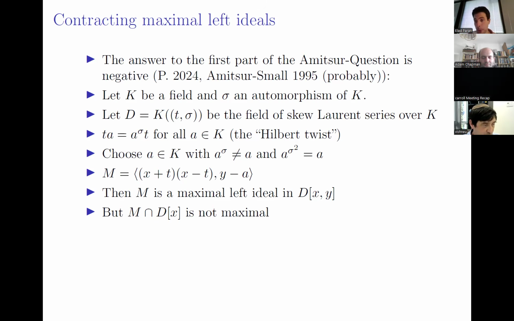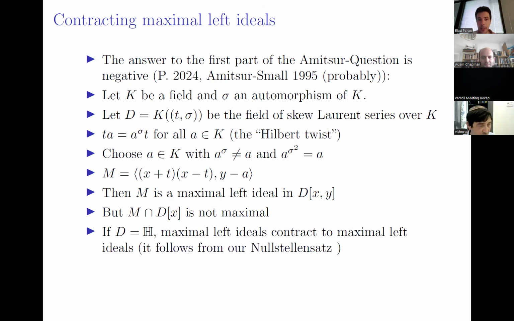However, there is some good news. The good news is that you cannot build a counterexample with any underlying division ring. And in particular, if you take the quaternion algebra, then the answer is positive. So maximal left ideals contract to maximal left ideals. So if we want to develop algebraic geometry over division rings, then at least this initial behavior is as you want it to be. So this is good news.